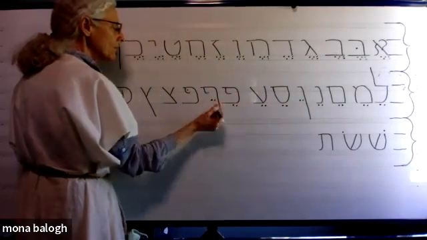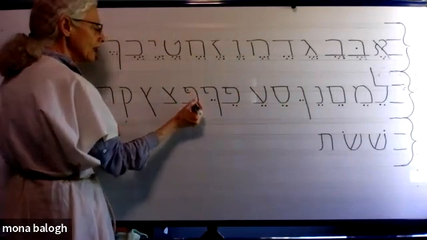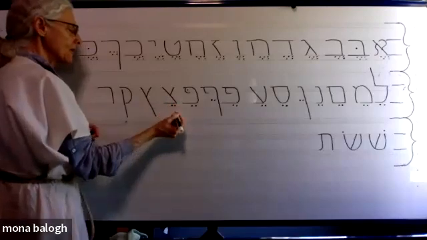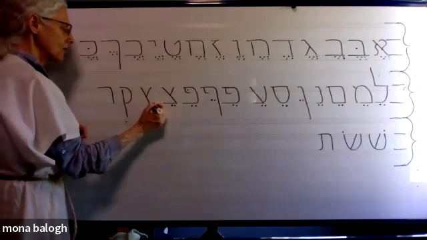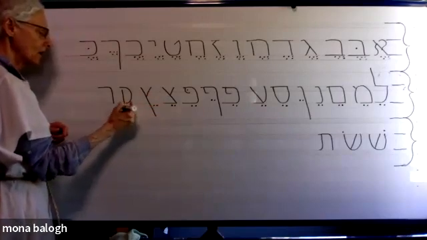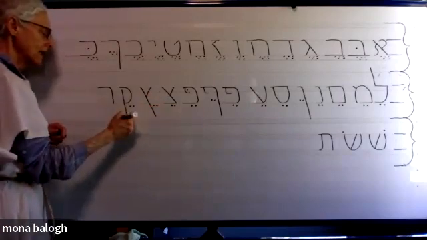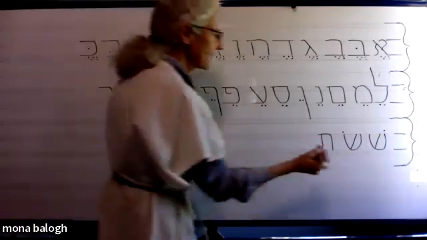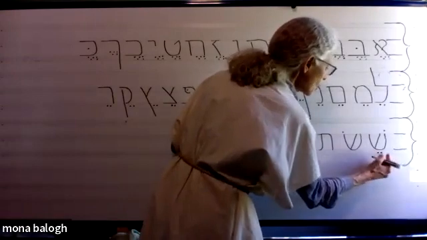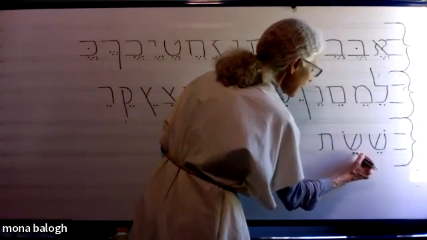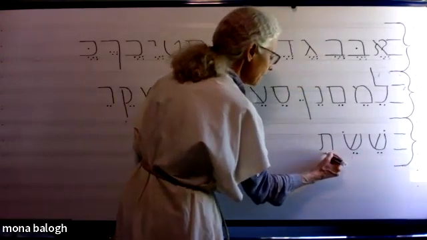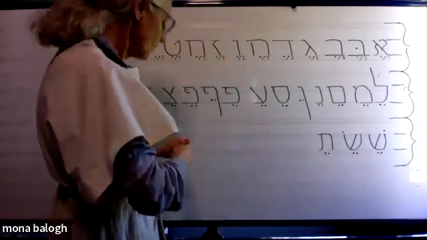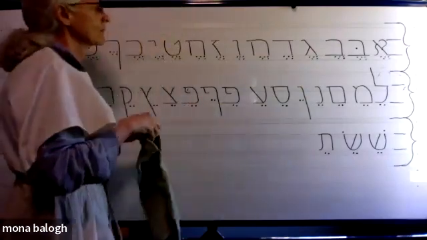Fe sofit seirei, fay. Pei seirei, pay. Sadi seirei, say. Sadi sofit seirei, say. Kuf seirei, kay. Resh seirei, ray. Shin seirei, shay. Sin seirei, say. Tav seirei, tay. All right. There is no chatef with the seirei.